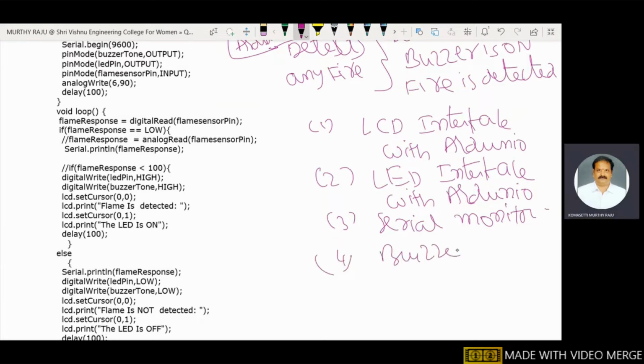Whenever fire is detected, the data pin goes to low. The buzzer is on. The LED is on. The LCD screen indicates that fire is detected. Buzzer is on. Buzzer interfacing is also important.